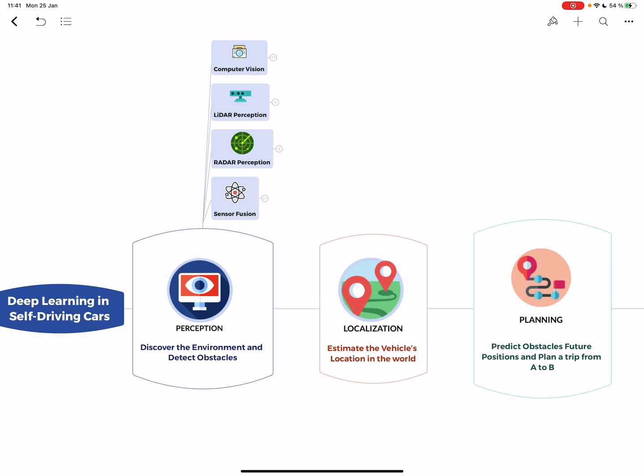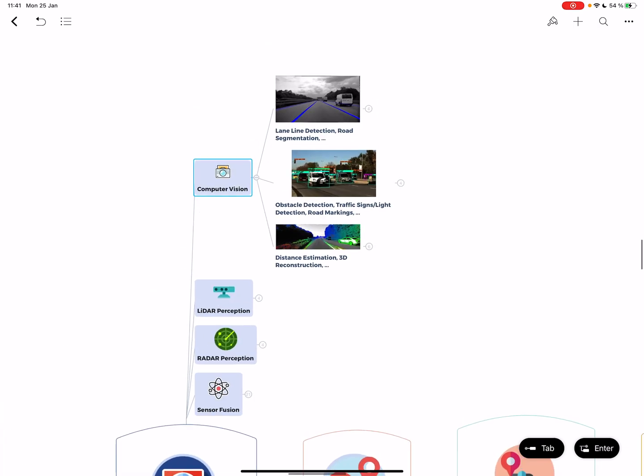So computer vision is about using cameras. And for that, we might try to find lane lines, maybe the road segmentation. We might want to detect obstacles. We might want to detect objects in 2D, traffic lights, light detection, road markings, stuff like this. And then we also have this idea of estimating the distance directly, doing 3D computer vision, trying to find 3D bounding boxes, all of that.